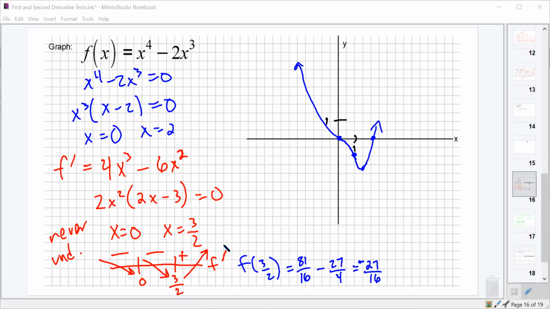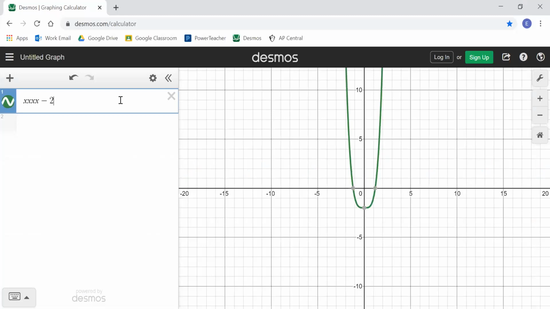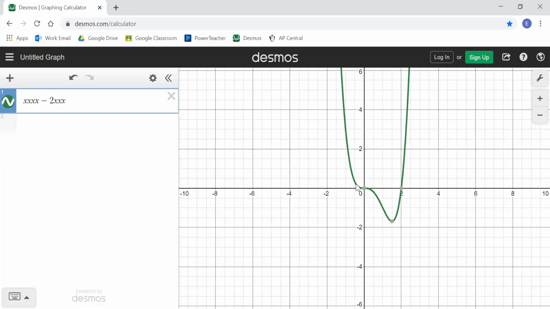All right. And just for the sake of making sure we didn't screw this up, let's take a look at x to the 4th minus 2x cubed. And that is pretty darn close to what we drew, right? Concave up, point of inflection, concave down, point of inflection, concave up, no longer decreasing, local minimum, our x-intercept, and still concave up forever. Everybody all right with that?